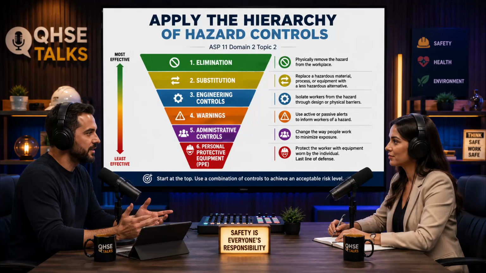Exactly. But before we even look at the specific tiers of the hierarchy itself, we really have to establish the prerequisite. The foundation. Yeah, because it is a fundamental law of safety management. You cannot control a risk that you haven't identified. That makes perfect sense. The hierarchy of controls doesn't just exist in a vacuum. No, it's the output of a much larger engine. And the source material outlines an 11-step hazard and risk assessment process that basically serves as that engine.